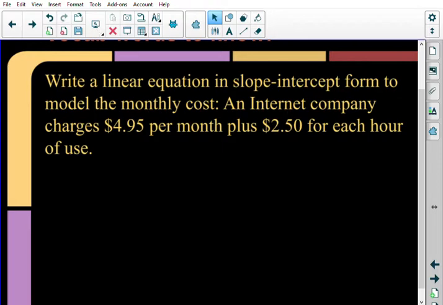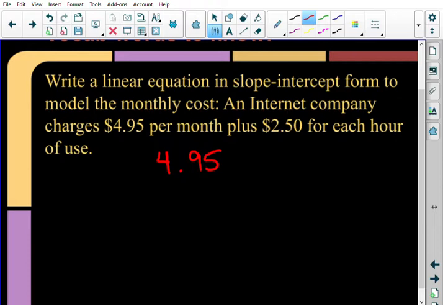Write a linear equation in slope-intercept form to model the monthly cost. An internet company charges $4.95 per month plus $2.50 for each hour of use. So let's break that down into the parts that we need. We know the company charges $4.95 just to have an account with them, plus $2.50 for each hour, so times each hour of use.